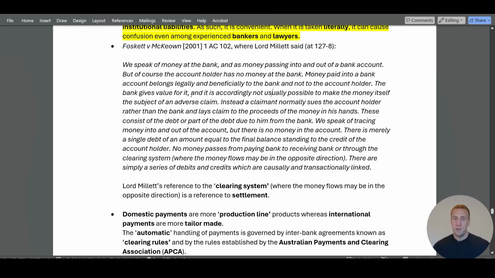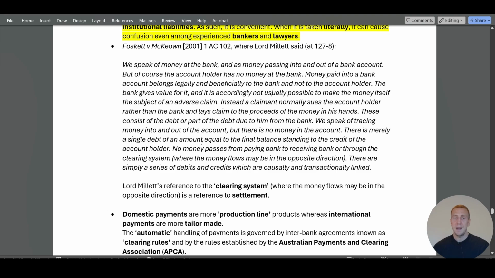So the bank gives value for it, and it is accordingly not usually possible to make the money itself the subject of an adverse claim. Instead, a claimant normally sues the account holder rather than the bank and lays claim to the proceeds of the money in his hands. These consist of the debt or part of the debt due to him from the bank. We speak of tracing money into and out of the account, but there is no money in the account.